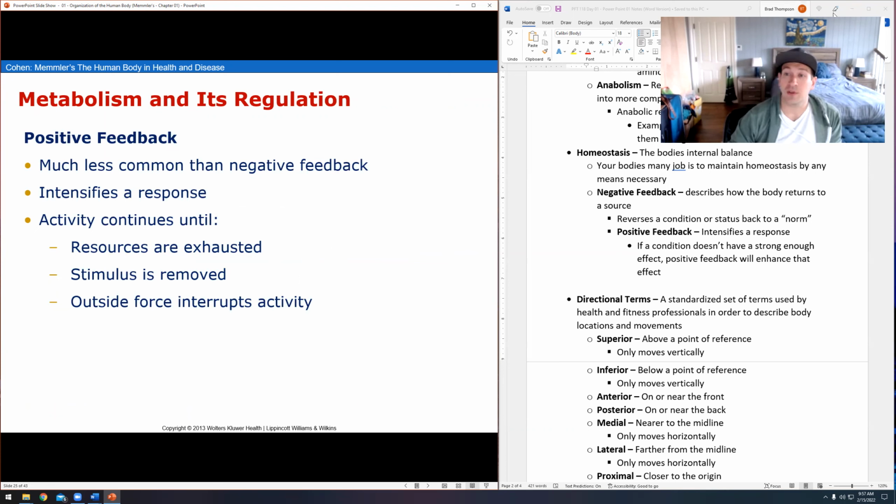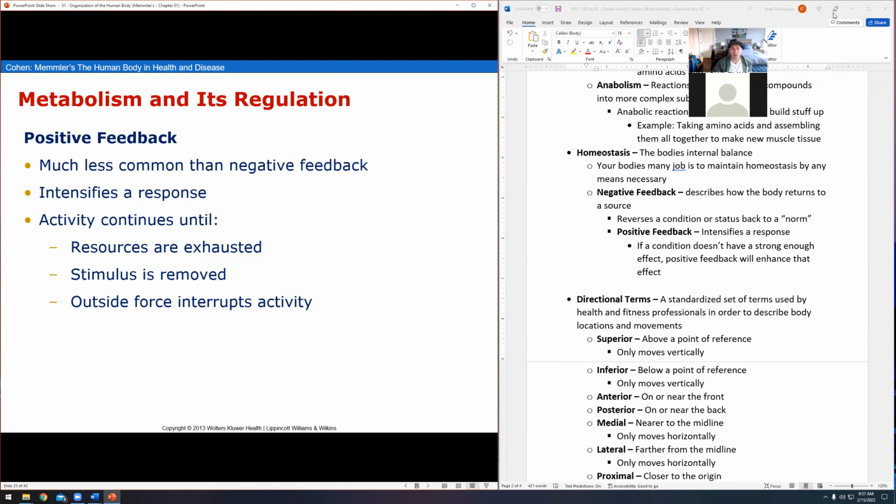If your body temperature gets too low, your body will use negative feedback to make you start shivering so your body temperature gets back to neutral. If you get too hot, your body will start sweating to pull the heat off, to get you back to neutral. All of those things are examples of negative feedback. It's your body trying to return to a set point.